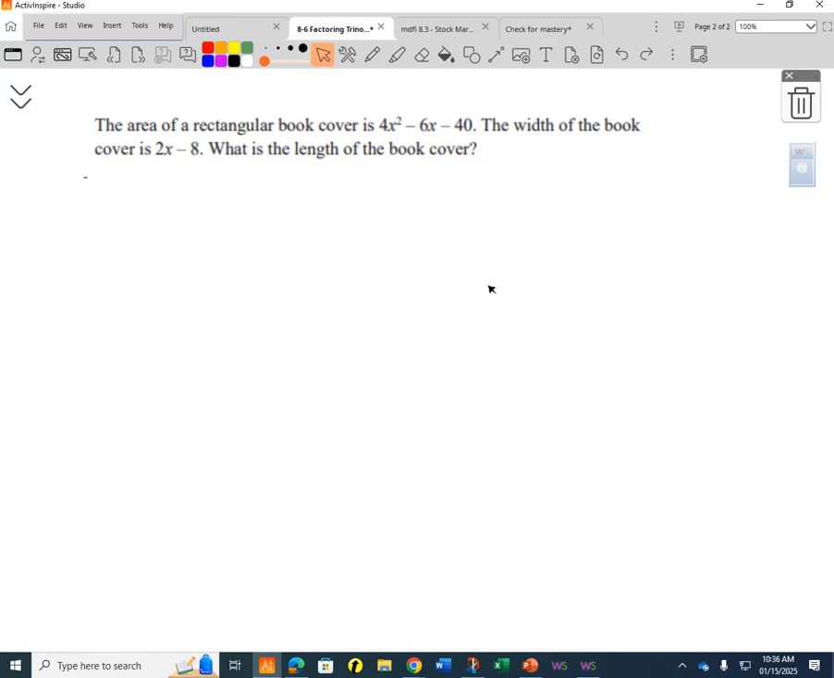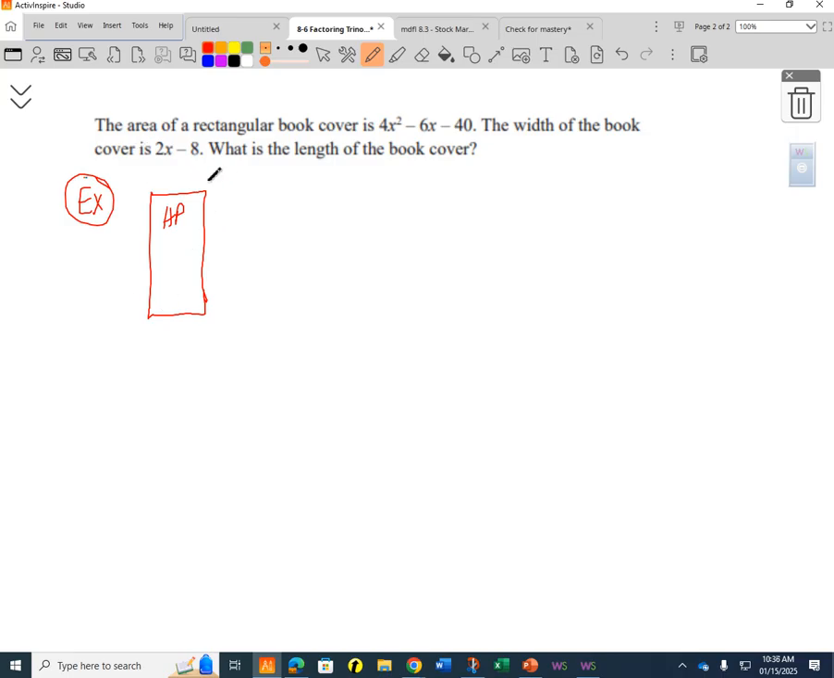So in your paper, you have the word example, so that's where we're going to start. This says the area of a rectangular book is 4x squared minus 6x minus 40. The width of the book cover is 2x minus 8. What is the length of the book cover? So let's give ourselves a book. The name of my book, some Harry Potter, I don't know which, we're just going to call it HP.